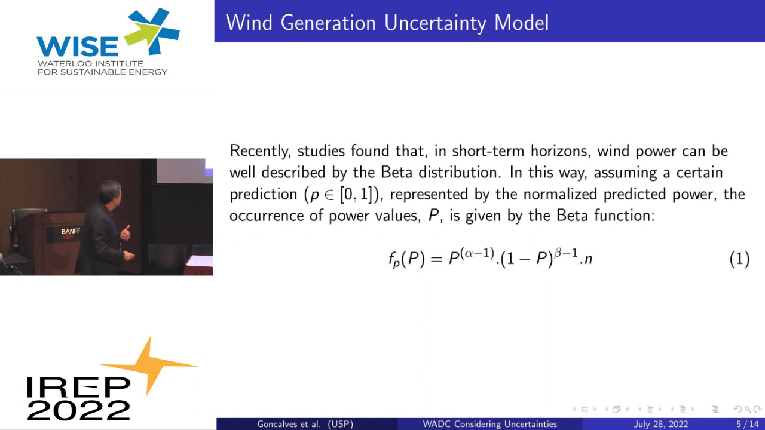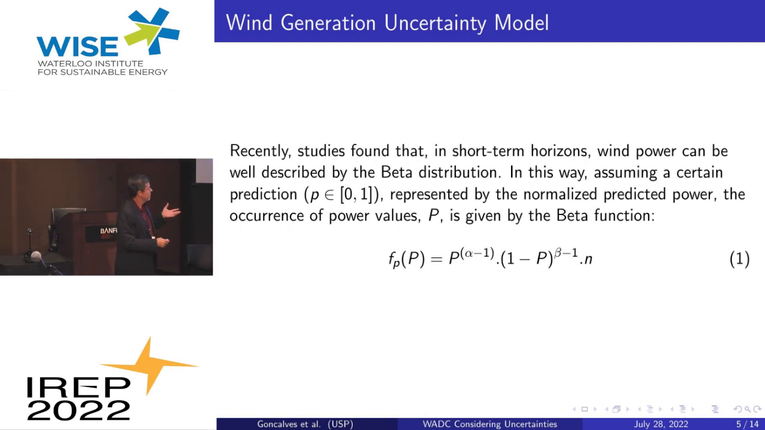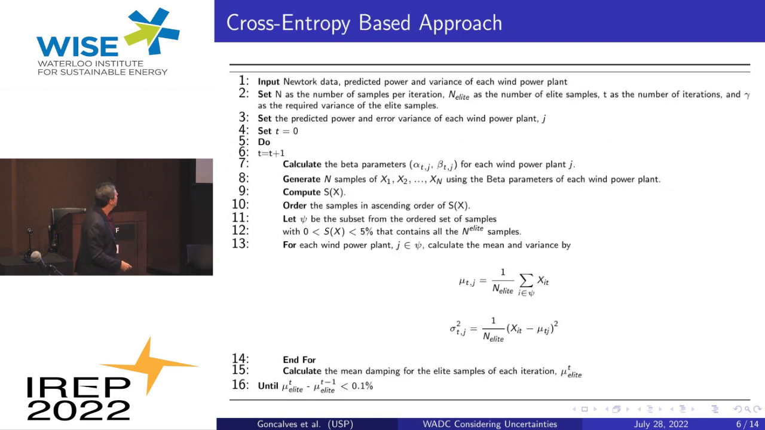The first thing to note is that for short-term horizons, wind power can be well described by the beta distribution. And in this way, if you assume that a certain prediction is represented by a normalized predicted power, the occurrence of some particular power output value of the wind power plant is given by this beta function, this probability distribution. So we can plug this into a cross-entropy method, and this is the cross-entropy approach that we are proposing.